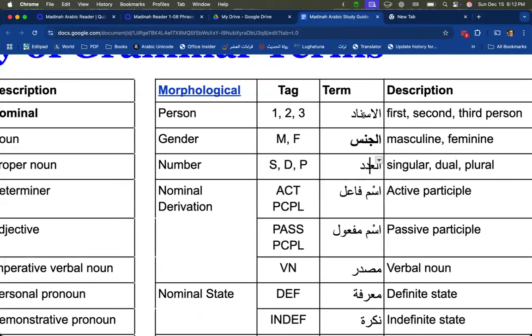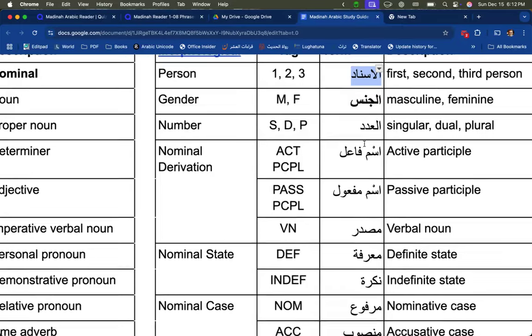We have done isnad, which means first person, second person, or third person. For example, dhahaba, he went. That is third person, right? Dhahabtu, I went. That's first person, you're speaking about yourself. Dhahabta, you went, so that's second person. So we've done isnad as well. Okay.